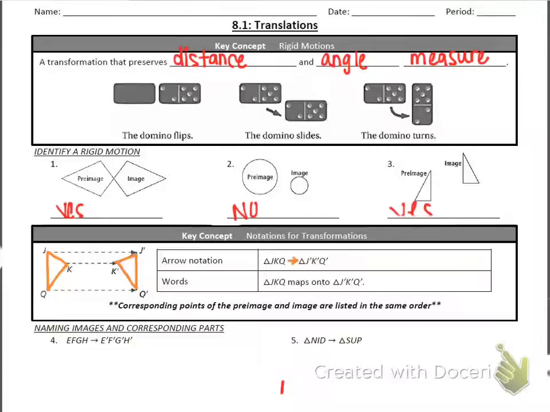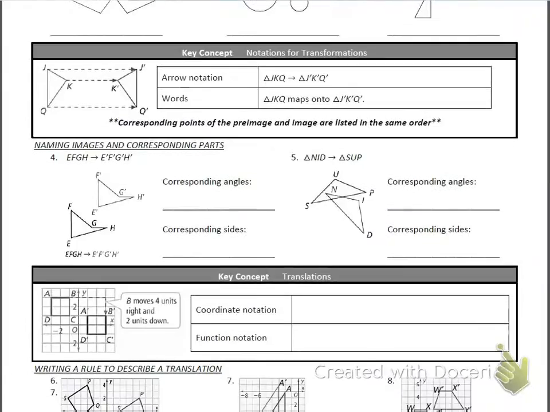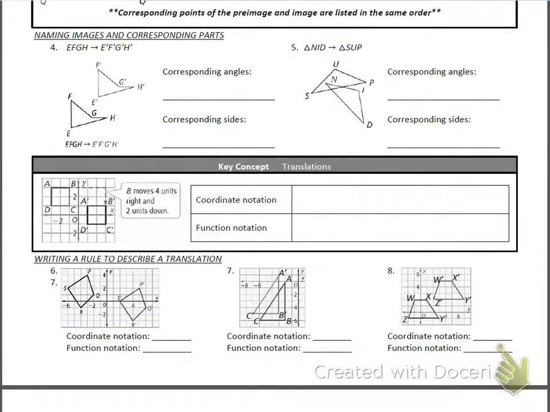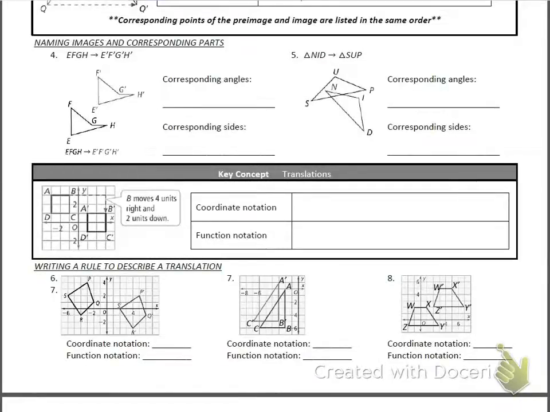Something to note, we always list corresponding points of the image and pre-image in the same order. So I list it as triangle J prime, K prime, Q prime, because those are the points that correspond to the original image. So we list them in the same order, okay? So we're going to practice that in the next example, and we're going to do the first one together. So we're going to name the images and the corresponding parts.